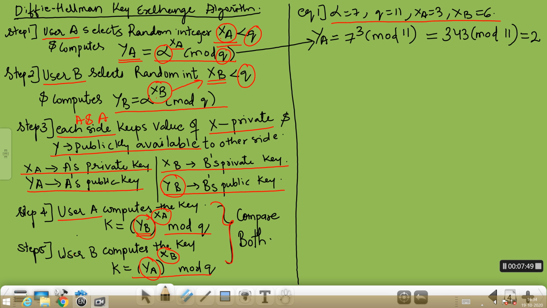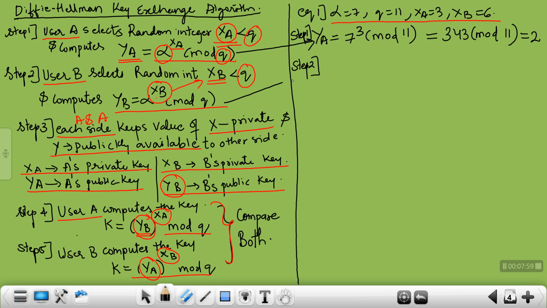Similarly, now in step number 2. This is my step number 1, so let me write it down. In step number 2, I am going to calculate my YB. Exactly this step I am going to replicate, that is the public key of B. So YB is nothing but alpha raised to XB. Alpha value will remain as it is.